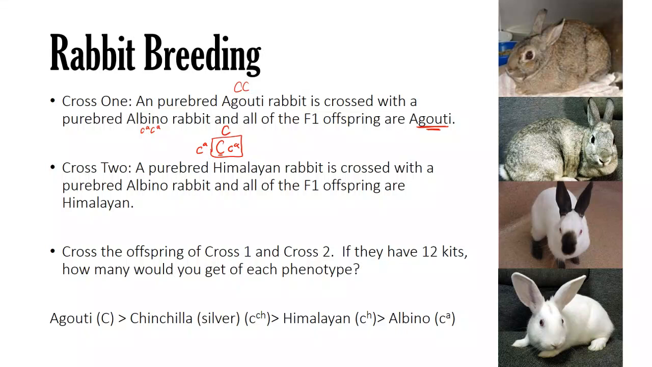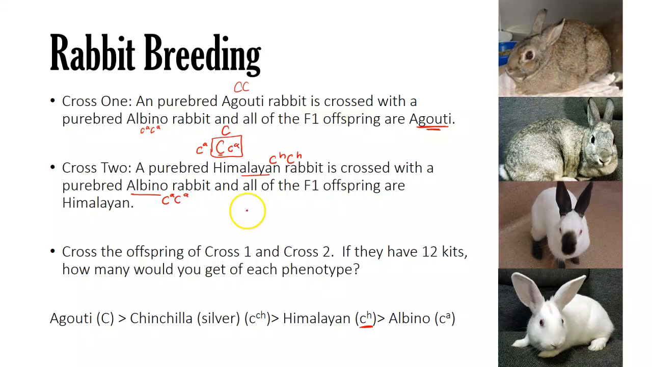Let's do cross 2. We're crossing a Himalayan rabbit, and what's interesting about Himalayan rabbits is they have color, but the color is only restricted to their ears, their feet, and their nose. Otherwise they are completely white. So the Himalayan genotype is little c^h, c^h. My albino rabbit is little c^a, c^a.